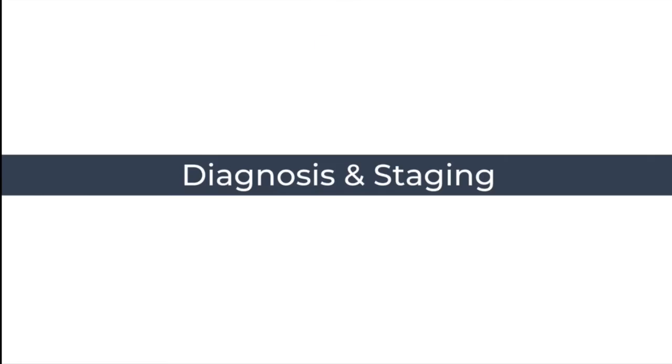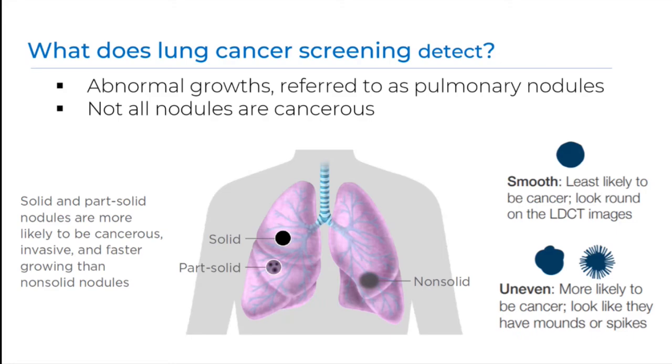So how do we make the diagnosis, and what is the procedure of staging? So what does screening really detect? What is the rationale of screening? What are we looking for? So CT scans, low-dose CT scans, are looking for these abnormal growths, often referred to as pulmonary nodules.